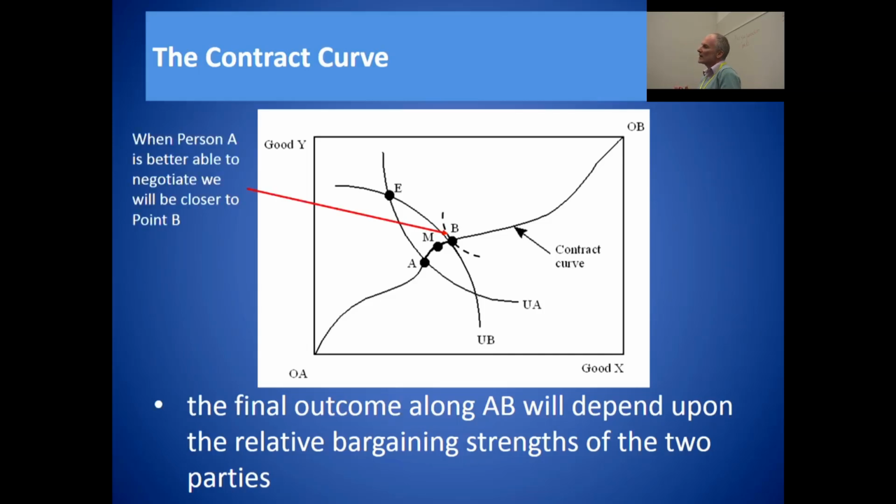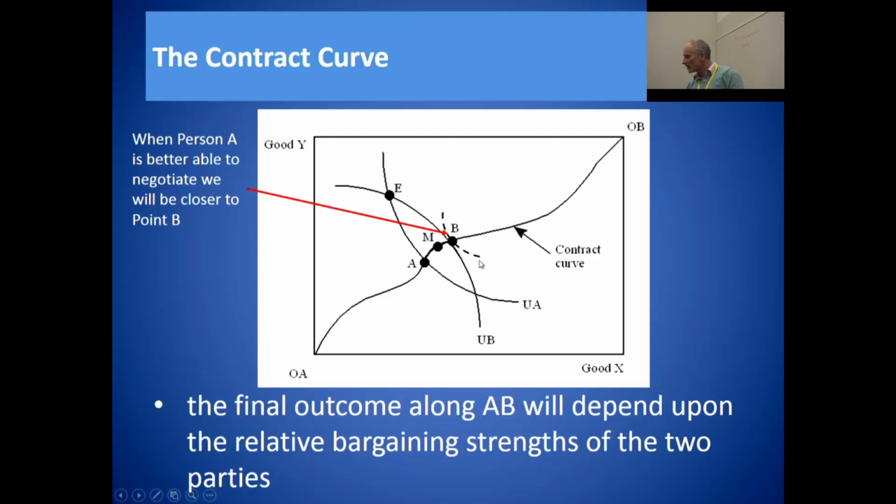Now, when person A is the better bargainer, when person A has more strength in this bargaining process, what it will mean is where we eventually end up on the contract curve is going to be closer to this point here, point B. See, as we move closer and closer to point B, it means person A is moving to higher and higher indifference curves. That person A is getting more out of this bargain than person B, until indeed we arrive at point B.